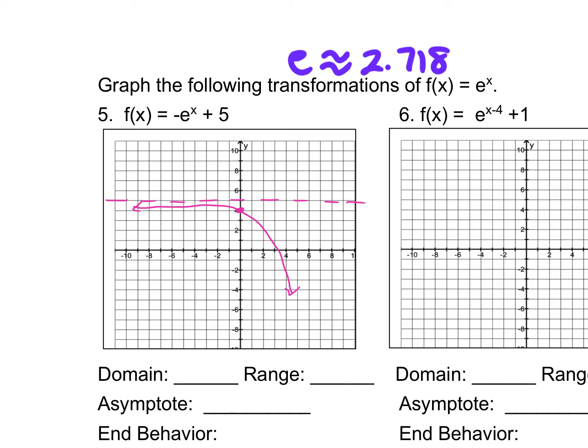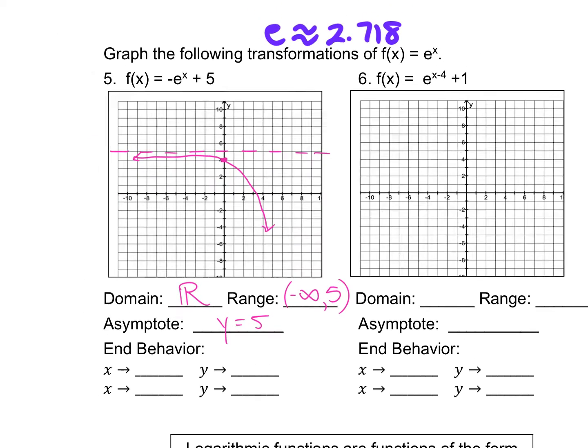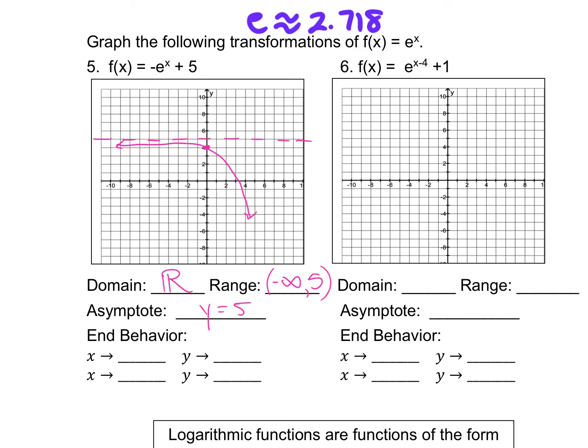All right, what about the domain here? All real. Range would be? Negative infinity to 5. Good. Asymptote at 5. And end behavior is? Negative infinity. And y is getting closer, on negative infinity, to where? 5. Then on the right side, x is going to? Infinity. And then y is headed to? Negative infinity. All right. See if you can do 6.